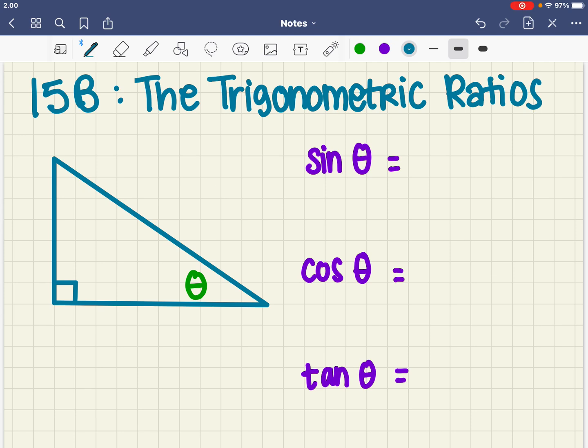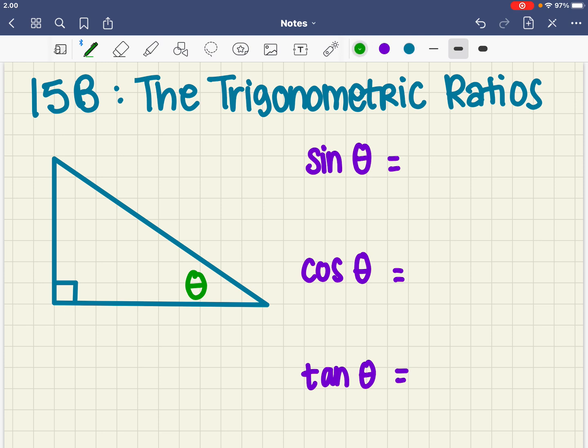Hey there, grade 10. So hopefully from the Discovery 1 from 15A, you found out that for a particular angle of a right angle triangle, the ratios are the same. They're all the same. So we're going to talk about those ratios today.